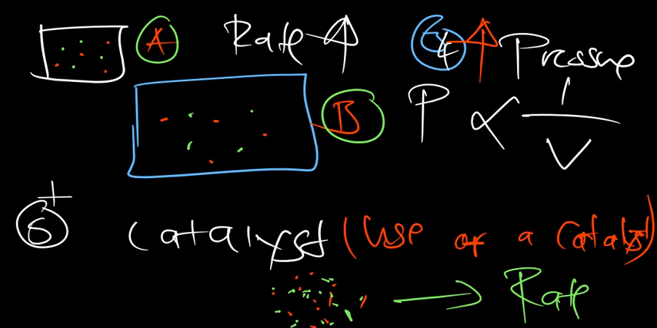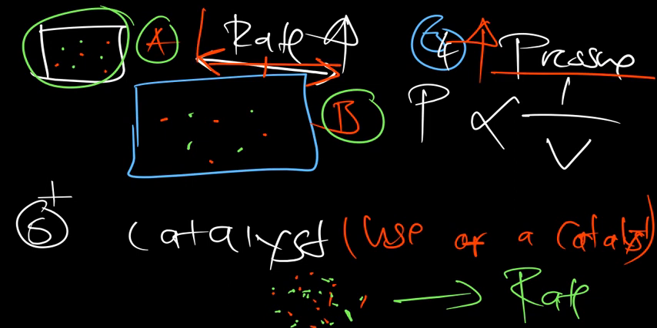Don't forget about collision theory. So where do you expect to have more collisions? Is it in A or B? Anybody can respond to that. Where do you expect to have more collisions? A. Okay, so in A we would have more collisions actually. So the higher the pressure, the higher the rate of the reaction, because when the pressure is higher, there are more collisions between the particles.